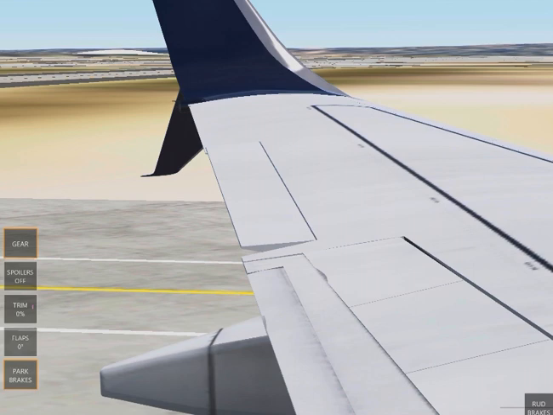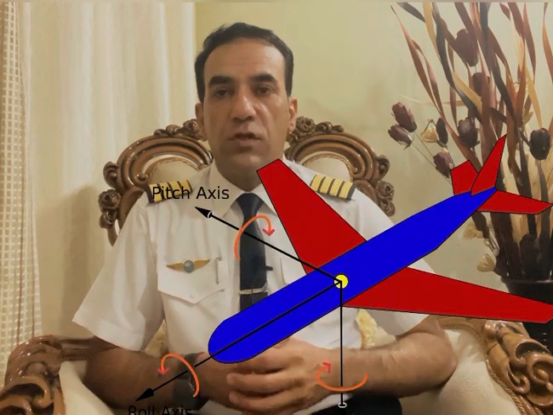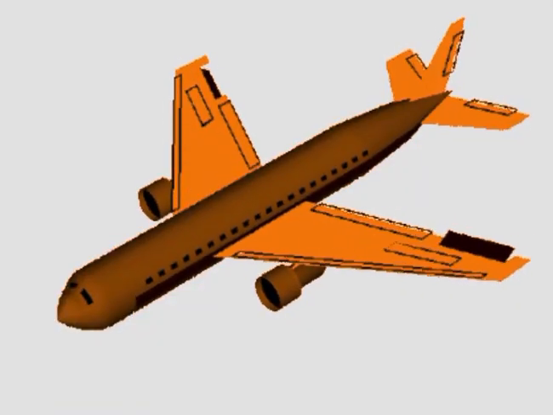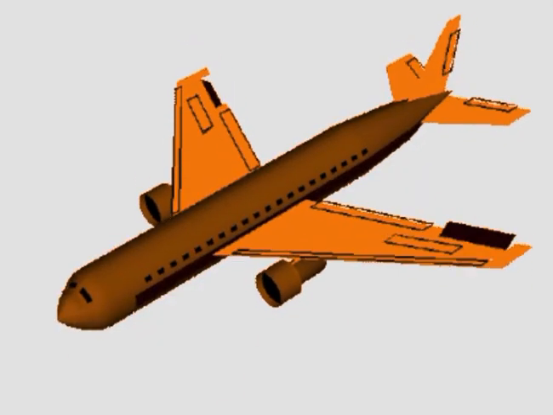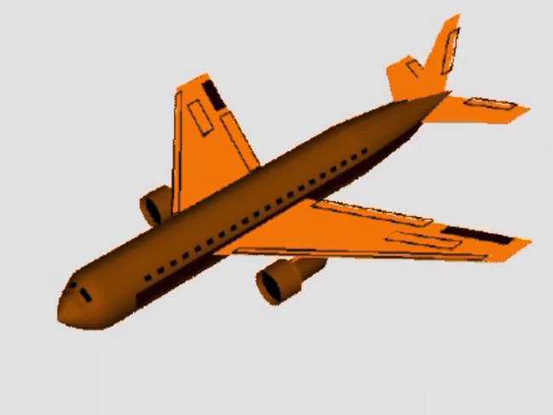So the three axes of rotation or movement during the flight are, first, the longitudinal axis, which is a straight line which runs from the nose to the tail of the aircraft, and the aircraft rolls left or right around this axis by the use of the ailerons and the flight spoilers.